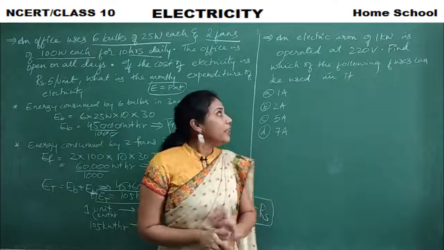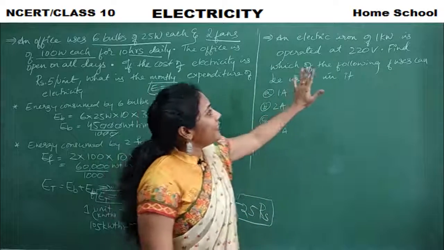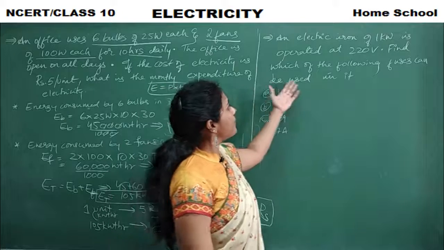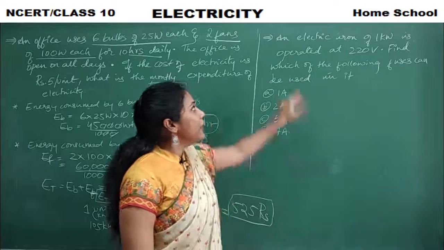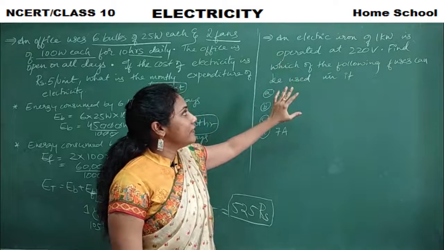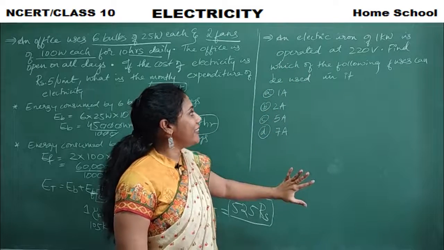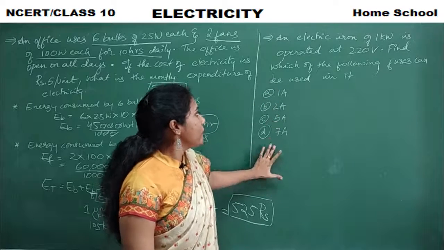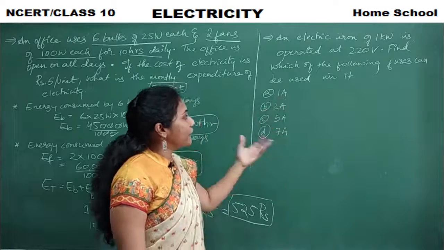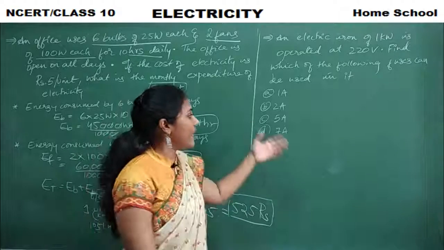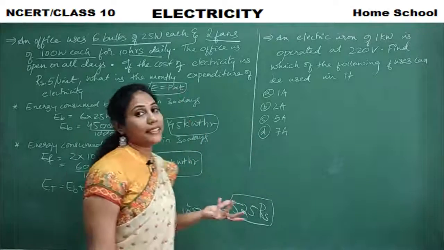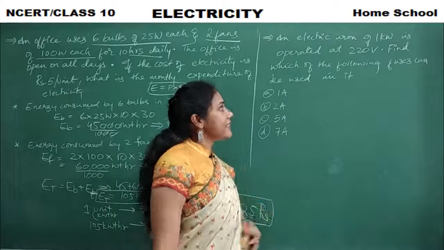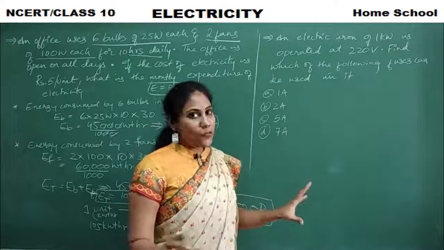Okay. So an electric iron of 1 kilowatt is operated at 220 volts. Find which of the following fuses can be used in it. In the circuit of the electric iron, if you have to fix a fuse, which fuse will you fix? 1 ampere, 2 amperes, 5 ampere, or 7 ampere fuse? You have to find out the current in this case. First let us find out the current.